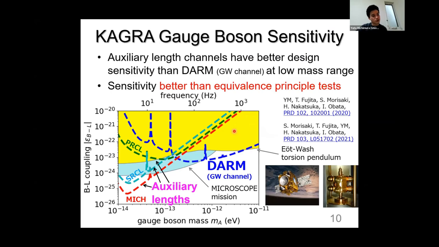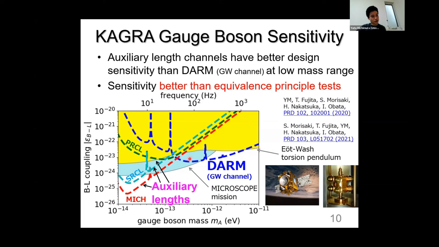So if you use these auxiliary length signals with the design sensitivity of KAGRA, the reach for the B minus L coupling for different gauge boson masses is something like this. The yellow region and the pale blue region are excluded by the MICROSCOPE mission and the torsion pendulum experiment. And this dotted line is the expected sensitivity if you observe with KAGRA for 1 year.